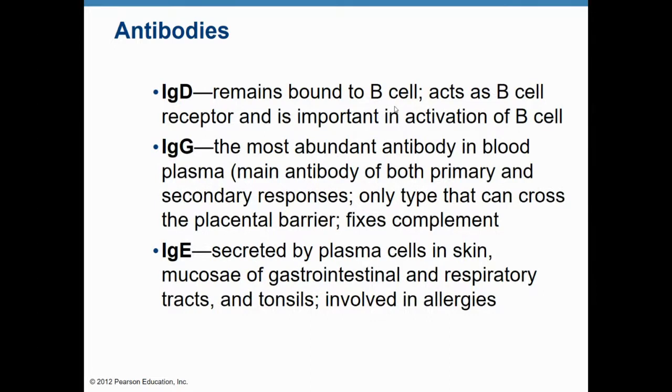Immunoglobulin D is also going to be a B cell receptor, and so it's important in the activation of B cells. Immunoglobulin G is the most abundant antibody in plasma. It's the main antibody of both our primary response, the first time we encounter an antigen, and the secondary response, if we encounter an antigen a second, third, or fourth time.